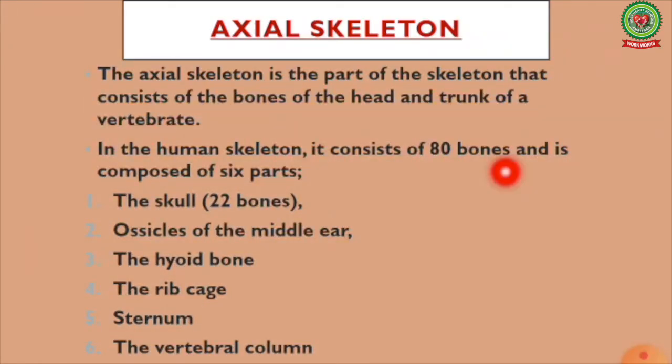Now, moving on to the axial skeleton. The axial skeleton is the part of the skeleton that consists of the bones of the head and the trunk of the vertebrate. All the bones which are present along the median longitudinal axis of the body collectively constitute the axial skeleton. In the human skeleton, it consists of 80 bones and is composed of 6 parts: the skull, ossicles of the middle ear, hyoid bone, the rib cage, sternum, and vertebral column.